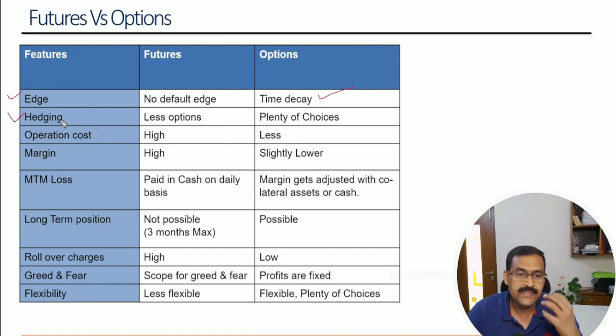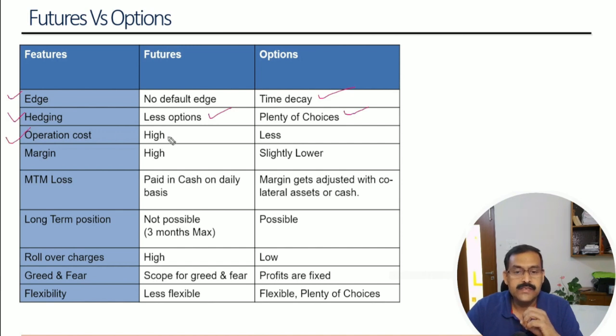And the second one is hedge. So how can you hedge a future? There are fewer options. If you want to hedge a future with a future itself, then it becomes an arbitrage. But in case of options, there are plenty of choices that you have to hedge the option positions. Of course, the future can be hedged with options. Then that doesn't become a future trade itself. It's a combination of futures and options trading.